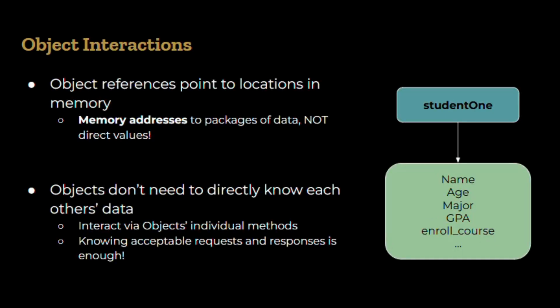Whenever you use a variable that refers to an object, that variable points to a location in memory known as a memory address. This address points to a package of data rather than a direct value. As a result, objects don't need to directly know each other's data to work with each other. Instead, they interact using their individual methods. Knowing what methods and inputs an object will accept, as well as how it will respond to these inputs, is enough. In the example to the right, you can see that a student variable points to a package of data containing its attributes and methods, including its name, age, major, GPA, and an enroll course function.